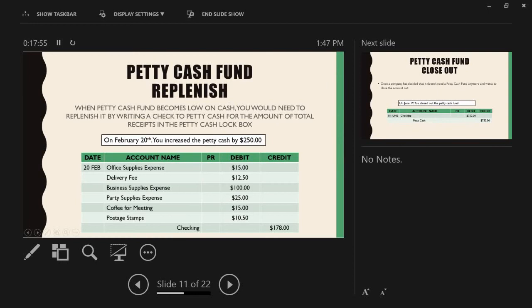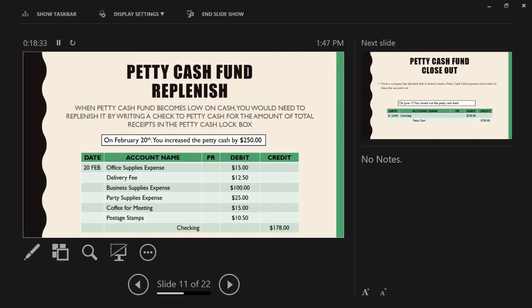So for this example, I'm going to replenish the petty cash fund. Here on February 20th, you increase the petty cash fund by $250, right? I don't know why that needs to be there. I think I was supposed to get rid of that. I'll make that adjustment later. But understanding that you have the petty cash fund as $250, you are not going to write another check for $250. You're going to calculate all the receipts.